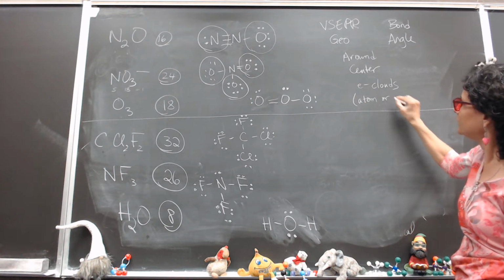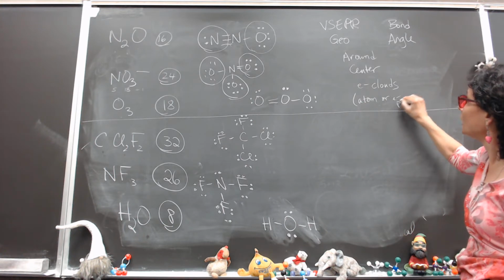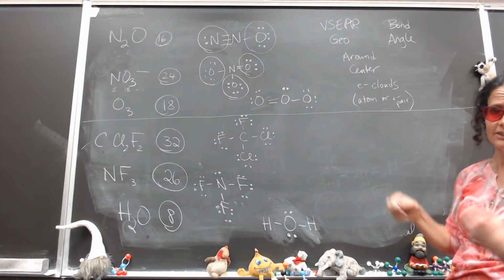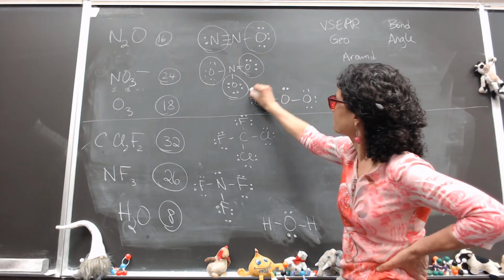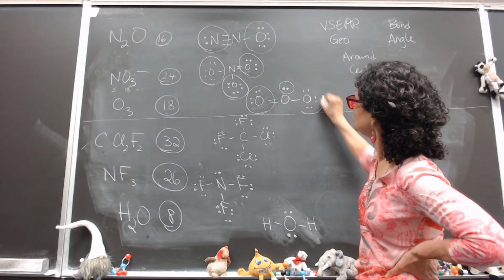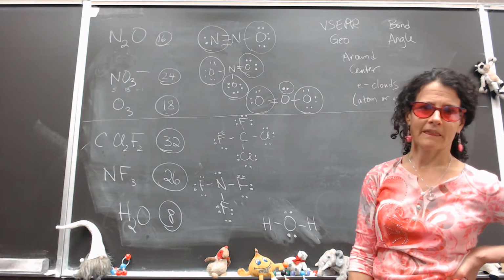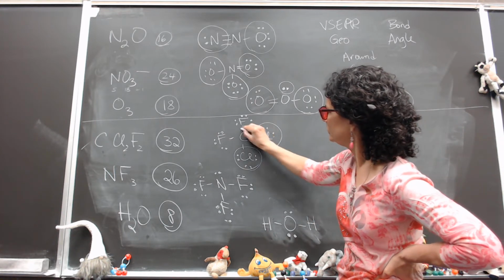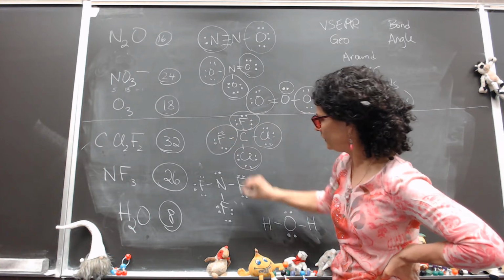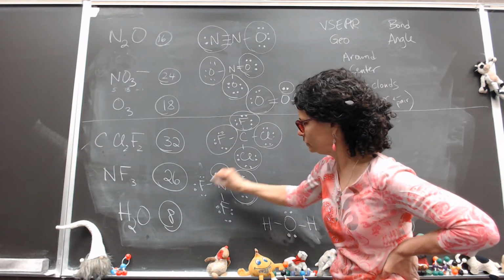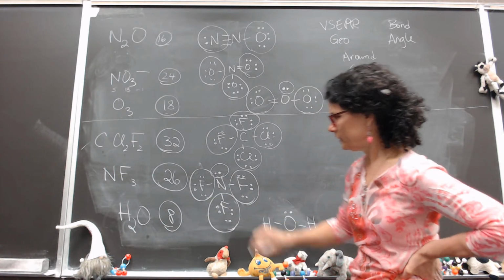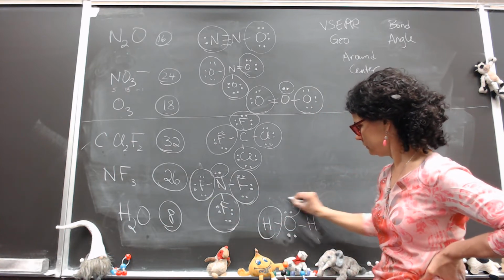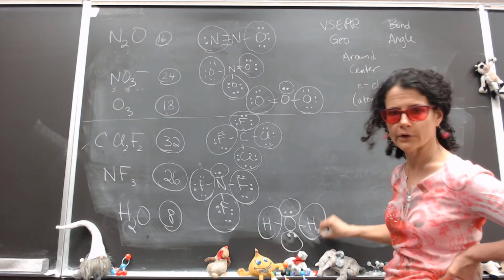Or you can have an electron pair on the center. So again, this is all about the center. So 1, 2, 3. All right, and then these 1, 2, 3, 4. 1, 2, 3, 4. 1, 2, 3, 4.